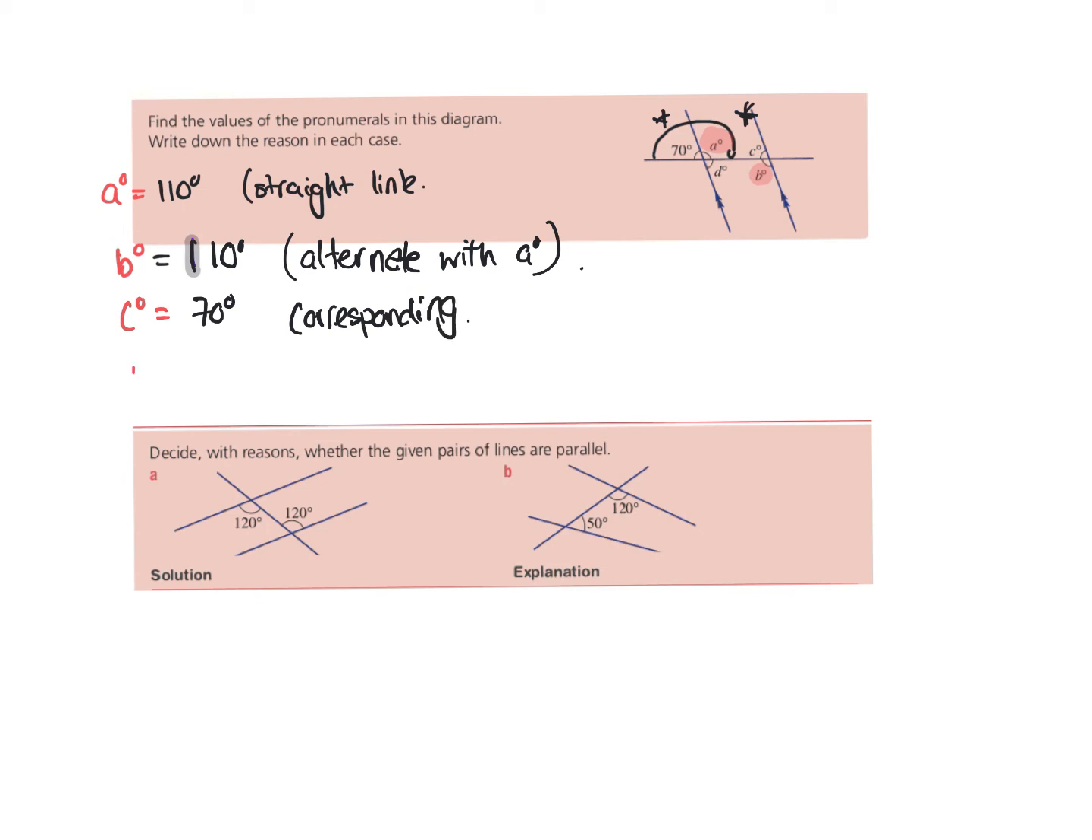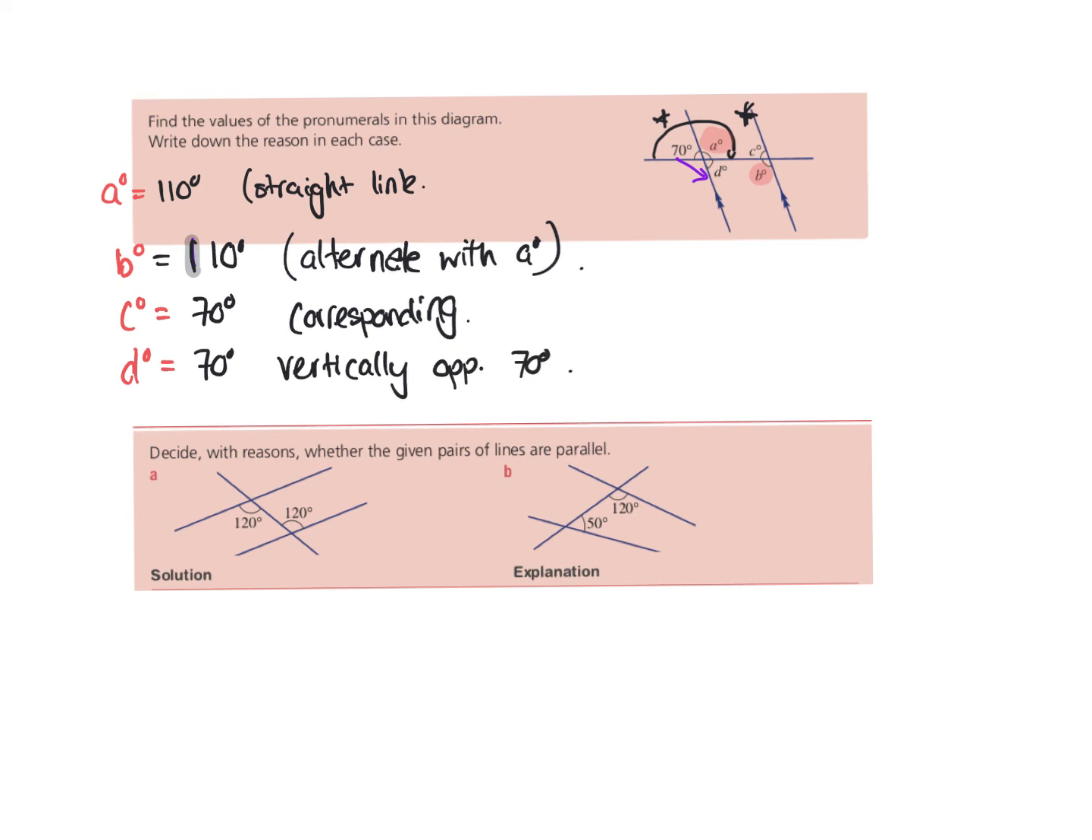And what one do we not have? D. So what's D going to be? 70 as well, isn't it? And just to be different, I'm going to say it's vertically opposite that 70, isn't it? So I'm just going to say it's vertically opposite the 70 degrees. Beautiful.